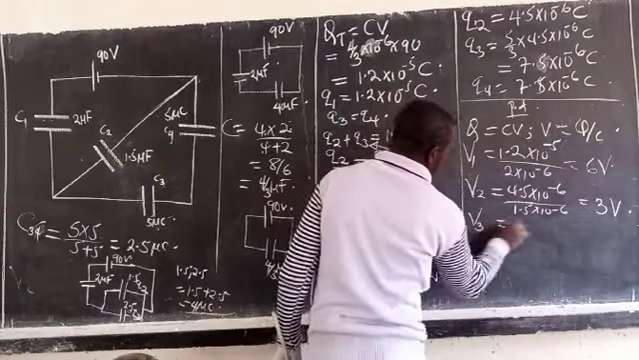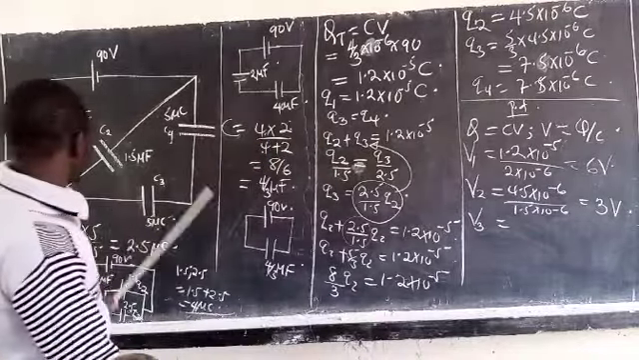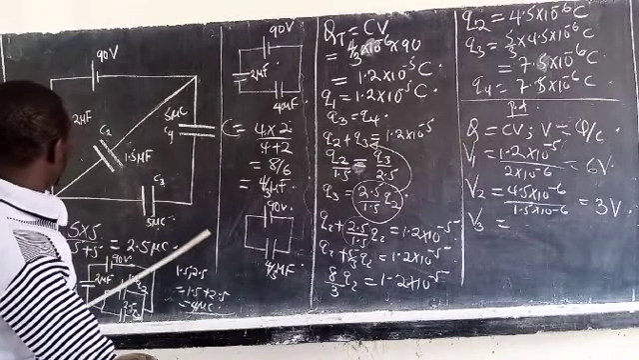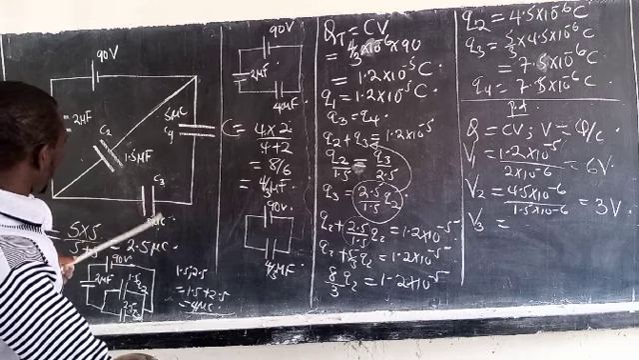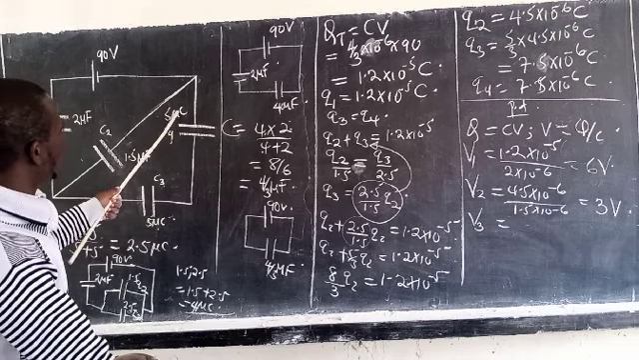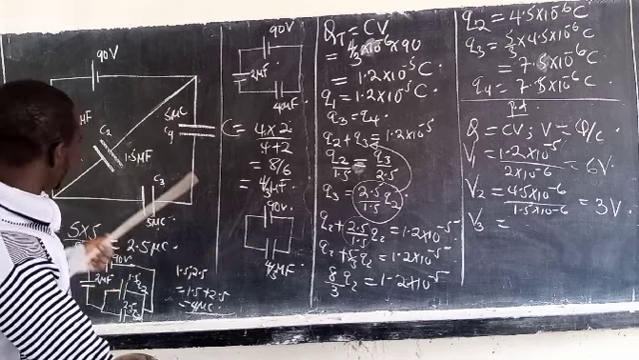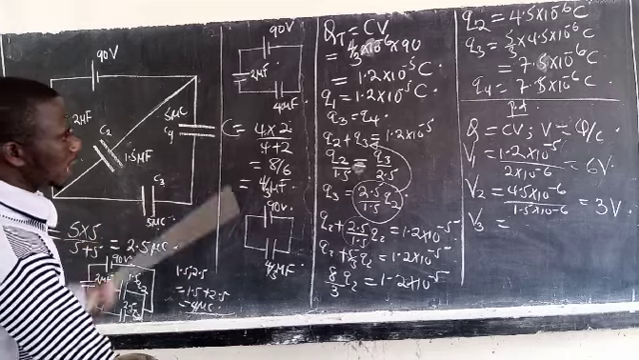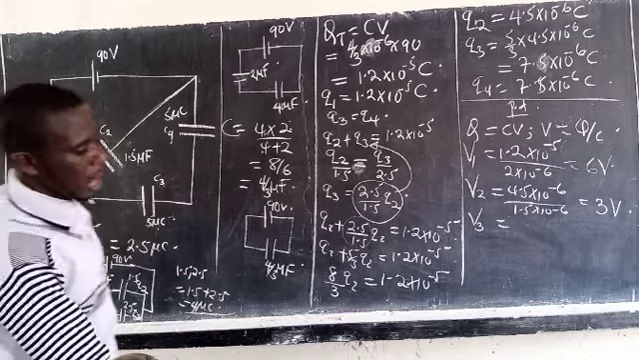V3, the third one, is this. You see, this is 5 microcoulombs, 5 microcoulombs. So they are the same. I know the same voltage will be across this and this. They store the same charge, and they have the same capacitance.